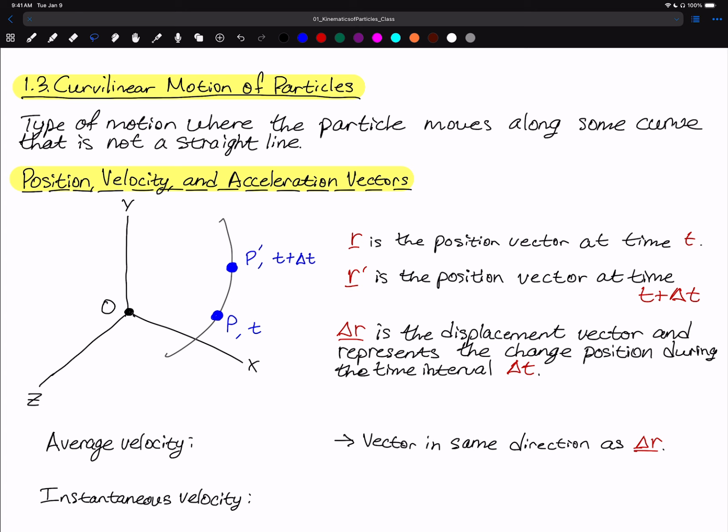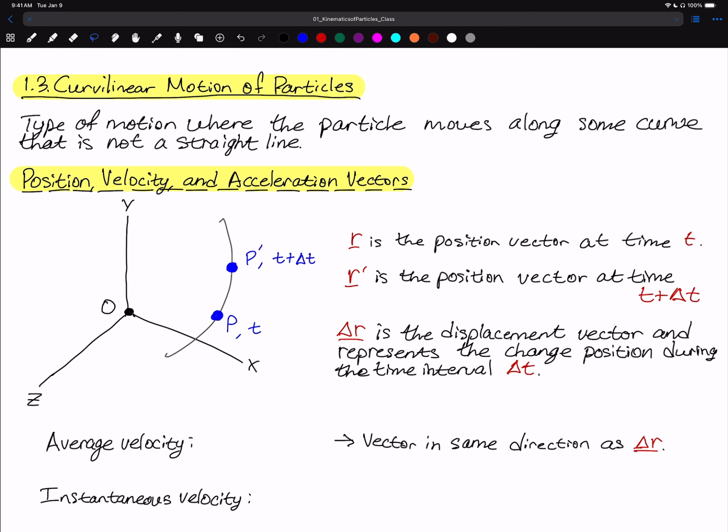Curvilinear motion is a type of motion where the particle is moving along some curve that is not a straight line. That curve is fixed, often described by some parameter, and the particle is fixed to move along that path for all time, or potentially a portion of time that you're interested in analyzing. An example of this is a cart rolling on tracks, or a roller coaster moving along its tracks. That can be modeled as a particle moving along a fixed curve.